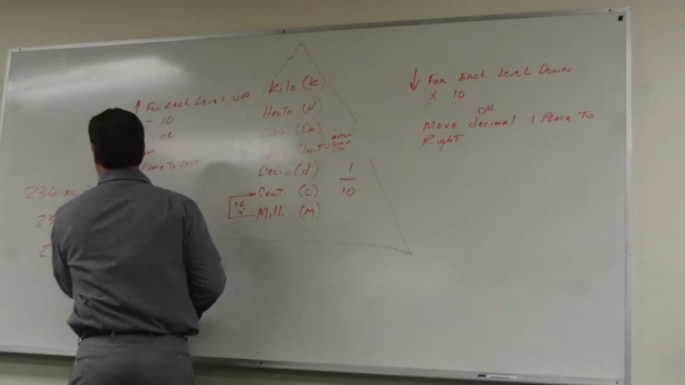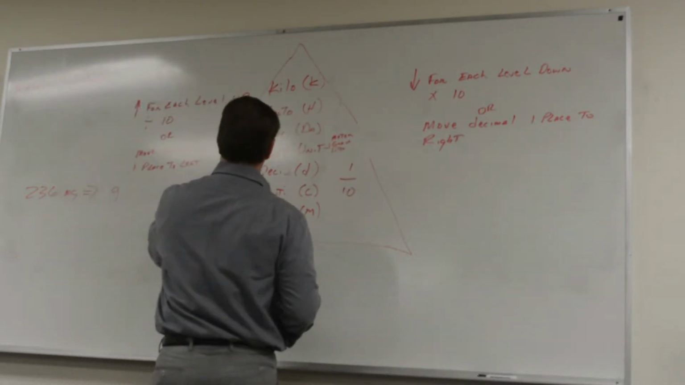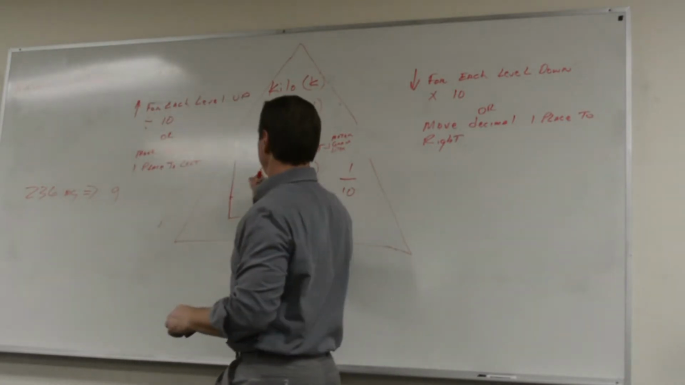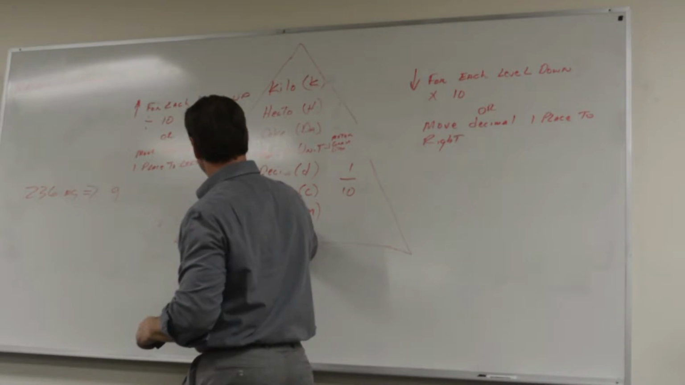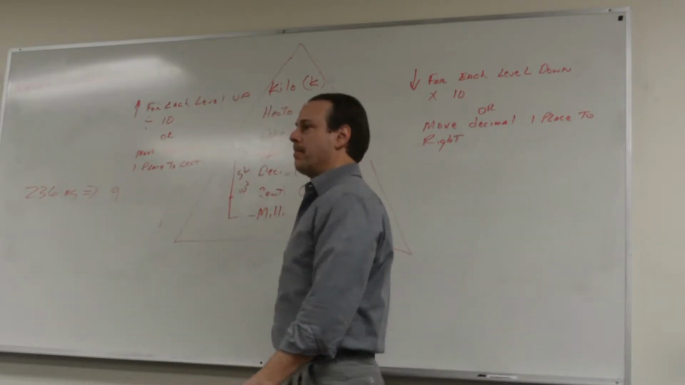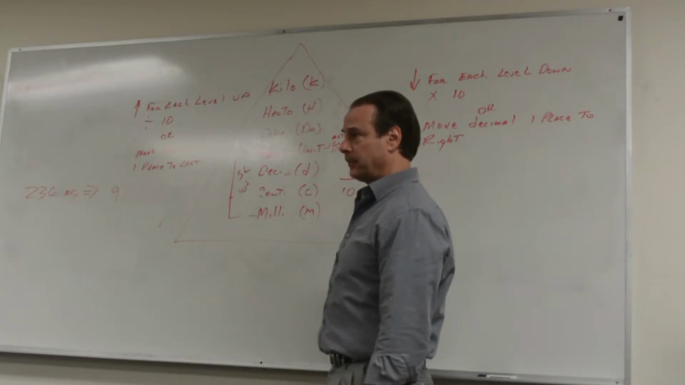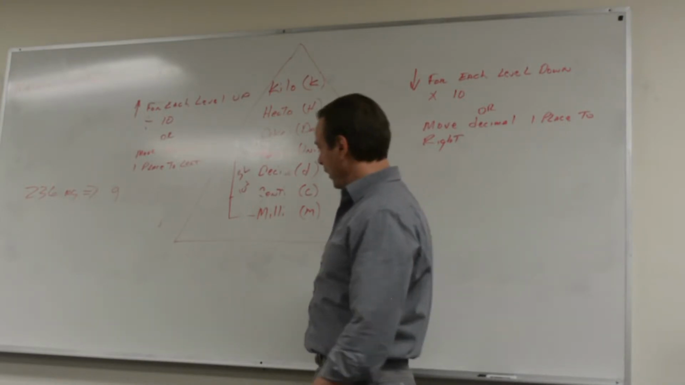All right. So we're going to go like this. Now it's going up to here, right? 1, 2, 3 levels. 10 to the third. How do you want to do it? Do you want to do the division or do you want to move the decimal point? Do the division.